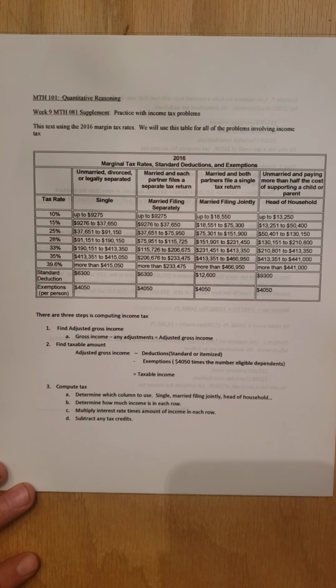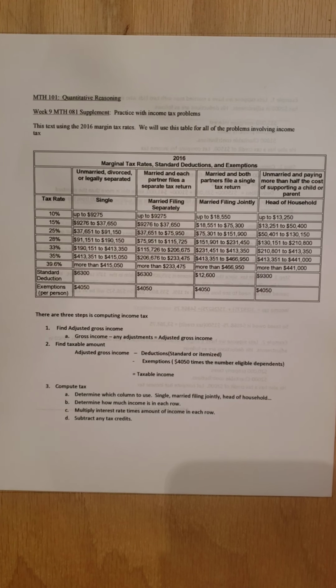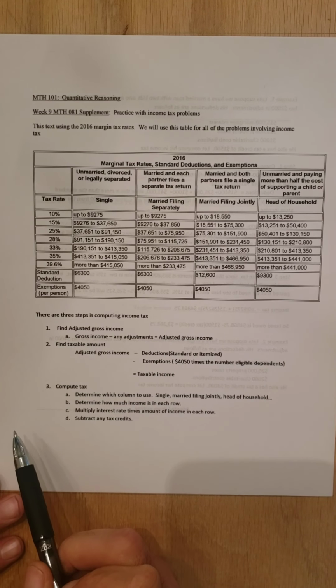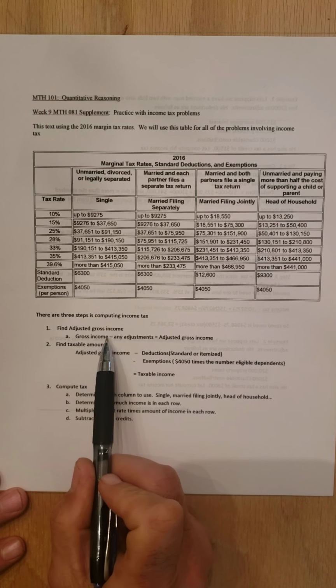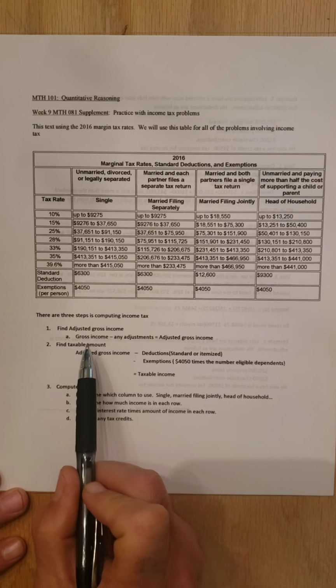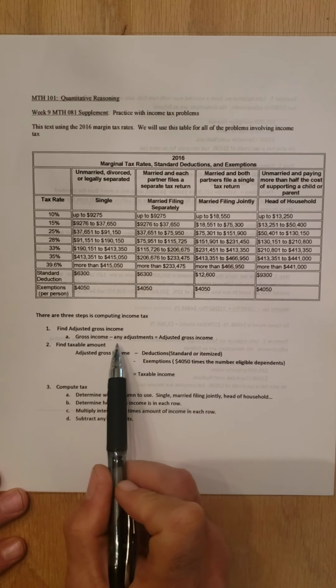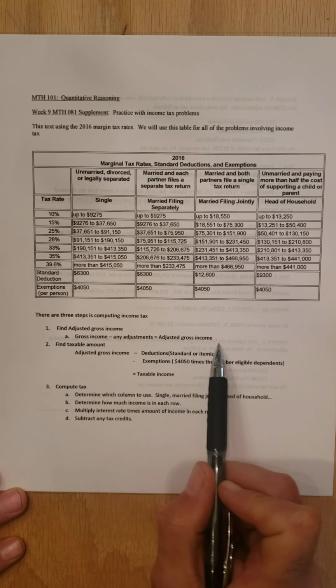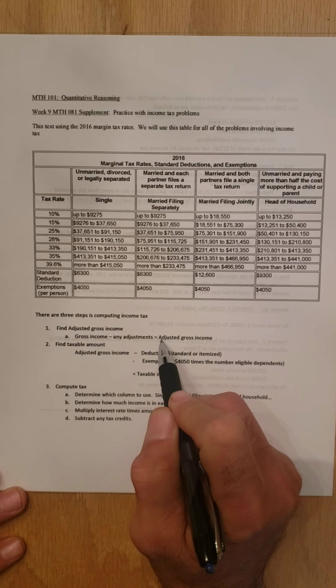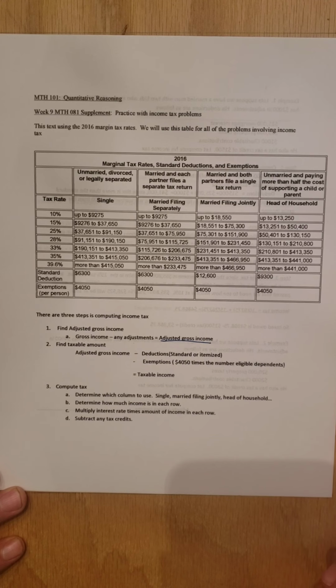Okay, so when we're filling out these taxes, be careful because there's really 3 steps that are involved here. Okay, you have to find the adjusted gross income. So that's normally the gross income minus any adjustments, and that gives you your adjusted gross income. So that's really step number 1.